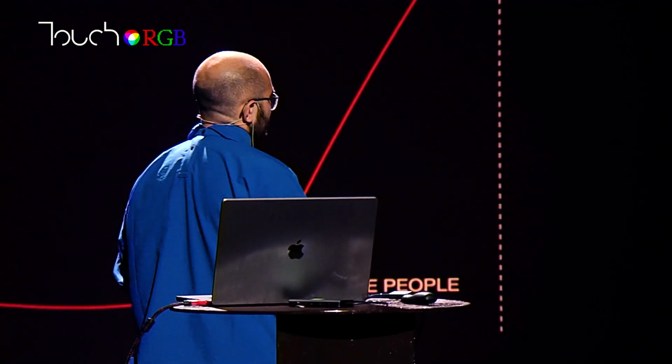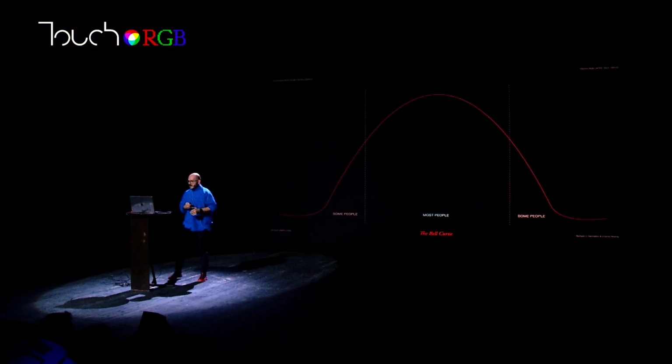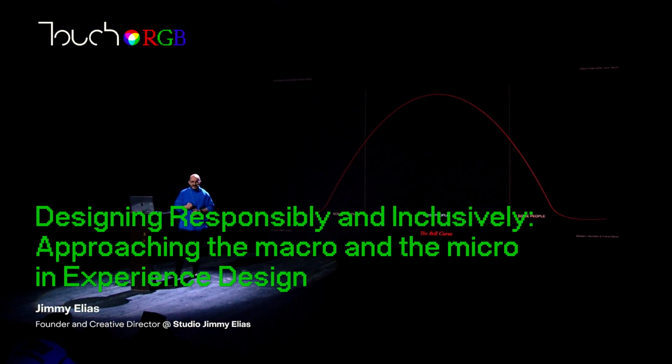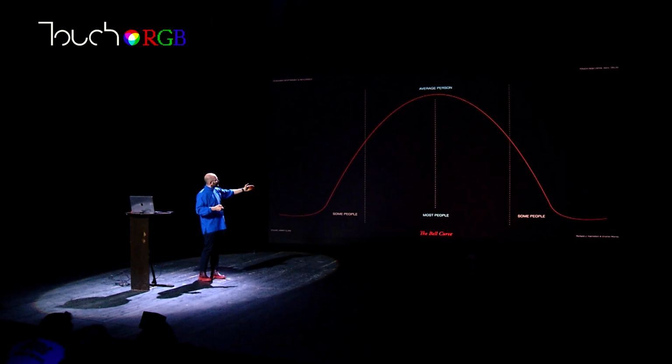Here I'm referring to something a bit later on from Richard Herrnstein and Charles Murray. This is the bell curve. In a nutshell, what does it mean? It means let's design for the average person, which is most people. And all the others are some people. Already the curve marginalizes or excludes people.